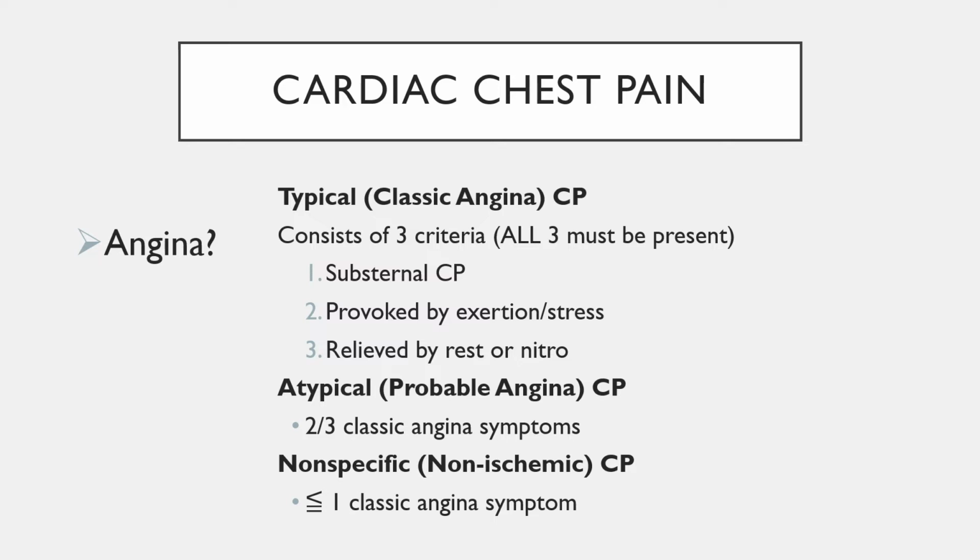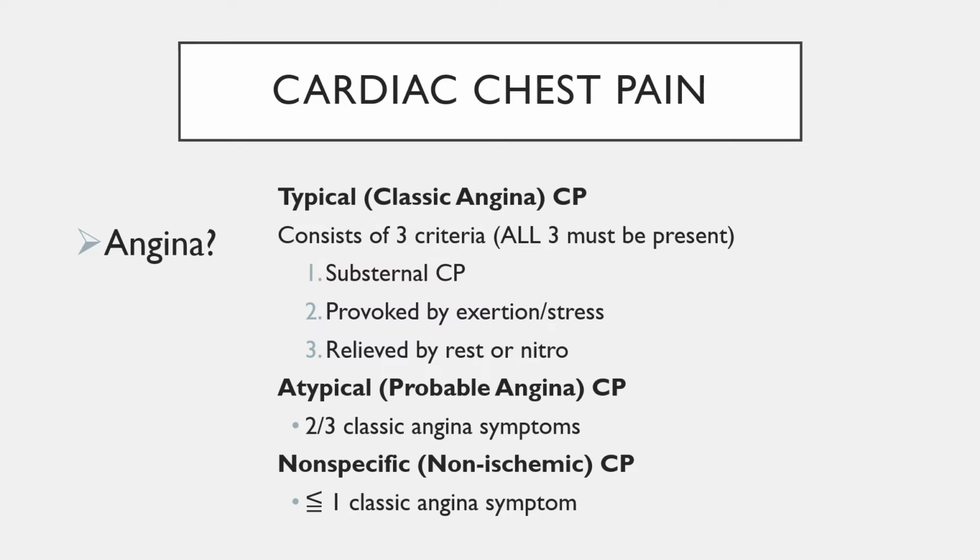The three classical criteria for angina are substernal chest pain, chest pain provoked by exertion or stress, and chest pain that is relieved by rest or nitro. If all three of these are present, it is considered typical angina. If two out of three are present, it's considered atypical. If only one is present, then it's considered nonspecific.